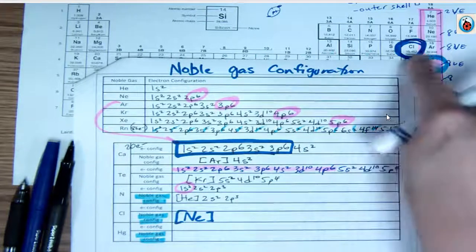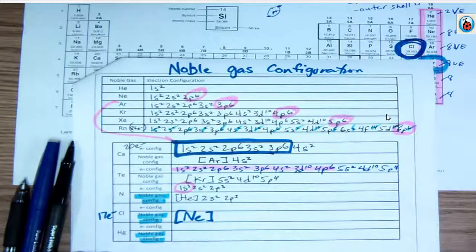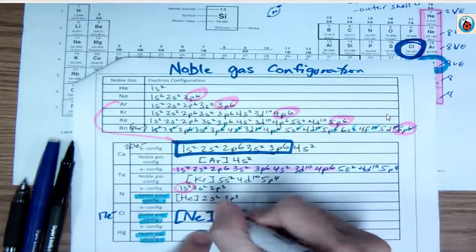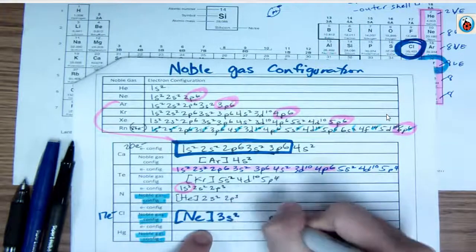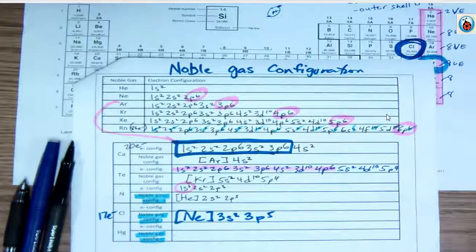And chlorine has how many? Chlorine has 17 electrons. What row is chlorine on? Chlorine's on row 3, so you start with 3s2 and then 3p5. There you have 17 electrons. That's a noble gas configuration for chlorine.